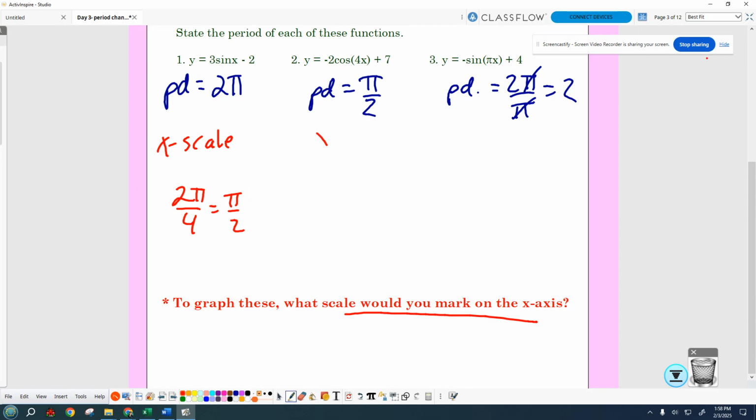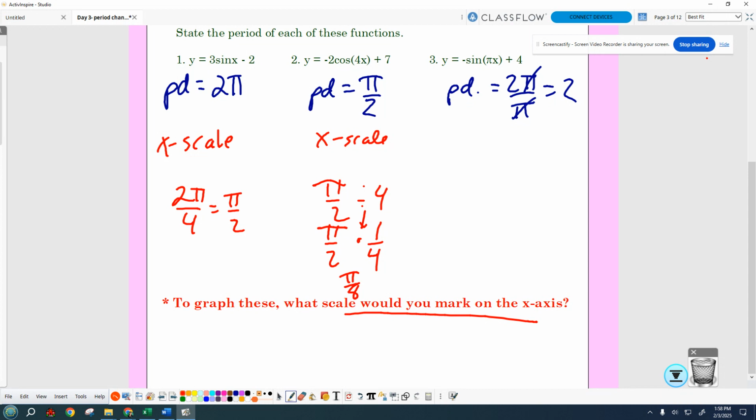Max, how about this one? What's the X scale for the second one? It's gonna be this, cut into 4 parts. How do I divide by 4? What's it gonna be? How do I multiply pi over 2 times 1/4? Top times top, bottom times bottom. Pi times 1 over 2 times 4. Pi over 8.